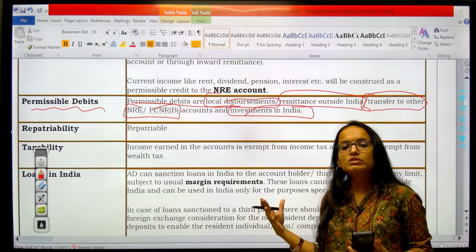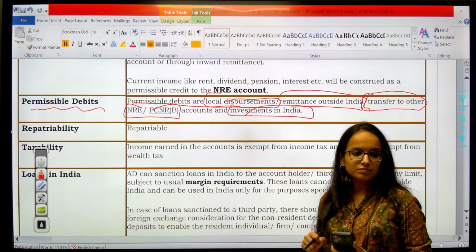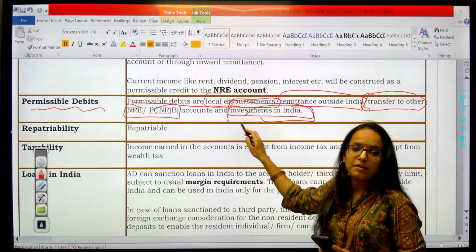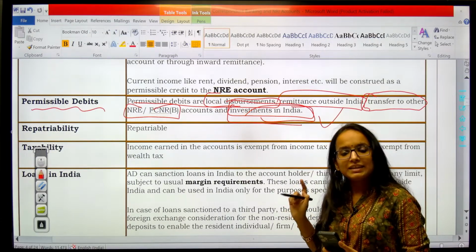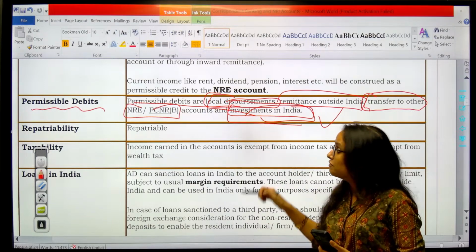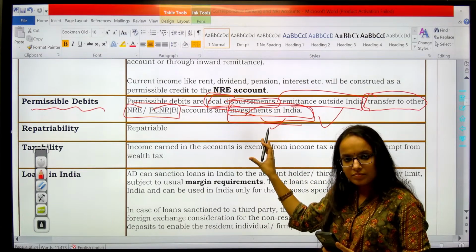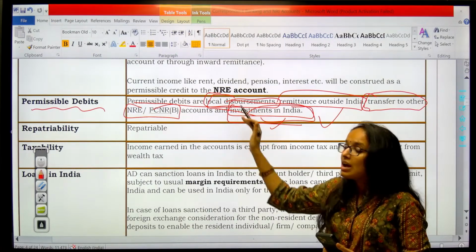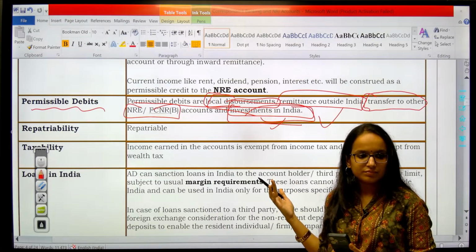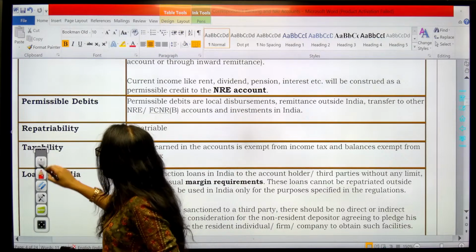And investments in India. If you want to do some investments in India, for that matter also the debit is permissible. So local disbursements are allowed. Investment also in India is allowed. Clear? You want to do investment in India, you can do out of these funds placed in your NRE deposits. Right? Okay.